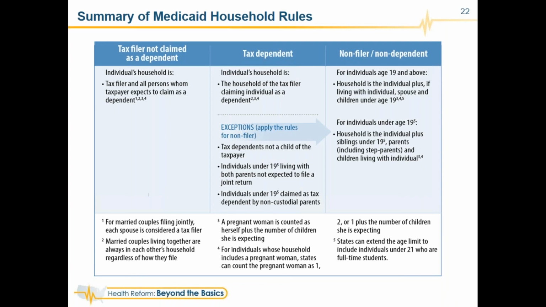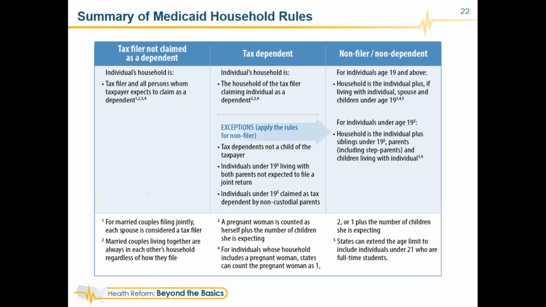The next exception is children living with both parents who are not married. In this case, the parents can't file a joint return because they're not married. So in most cases, the parents file taxes separately, and then they decide on which one of the parents gets to claim the children.